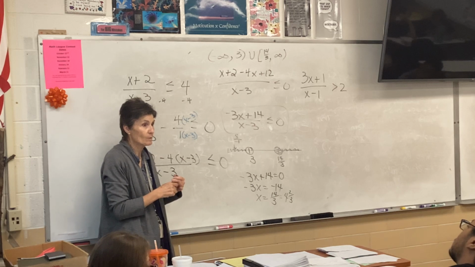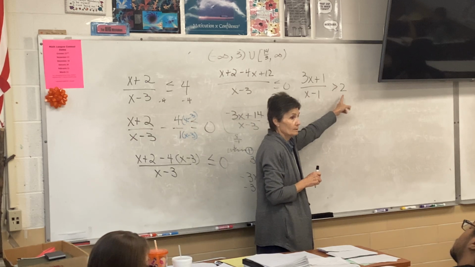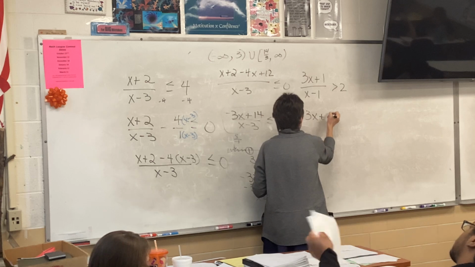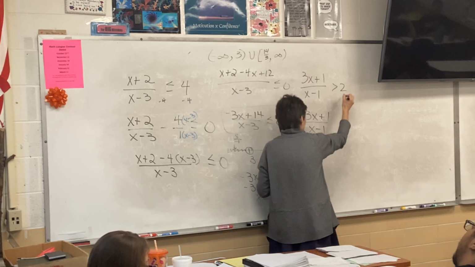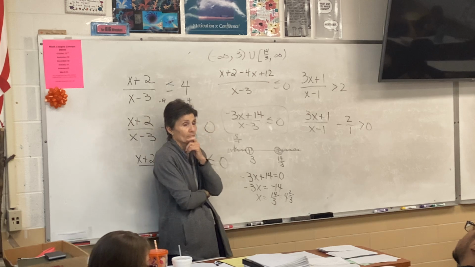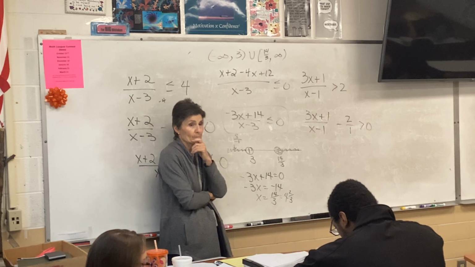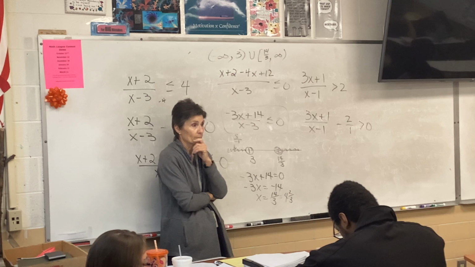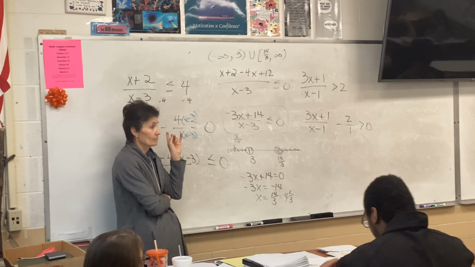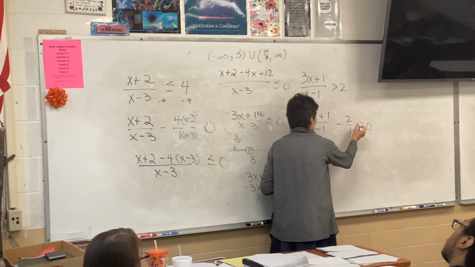Alright, are we ready to start the next one? Alright, step 1. Notice that's a 2. Not good. So what's going to be my first step? Subtract it over. So 3x plus 1 over x minus 1, subtracting 2. Now what? Okay, what do we do over here? Get the same denominator. So the same denominator will be x minus 1.